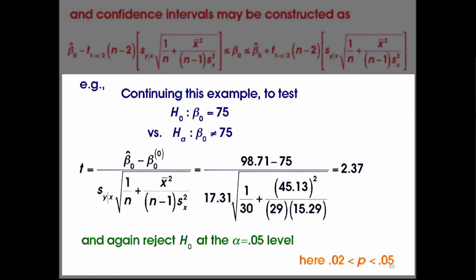When we plug in 75 into here and do all the other calculations, we see that the t-value is 2.37, and we reject the hypothesis at the 0.05 level. We reject the hypothesis because the p-value is something between 2% and 5%. So that would cause rejection. Now, 75 was chosen arbitrarily. You could have chosen any value for the intercept. It turns out that this tells us that 75 is not a reasonable value for the population intercept, given what we did.